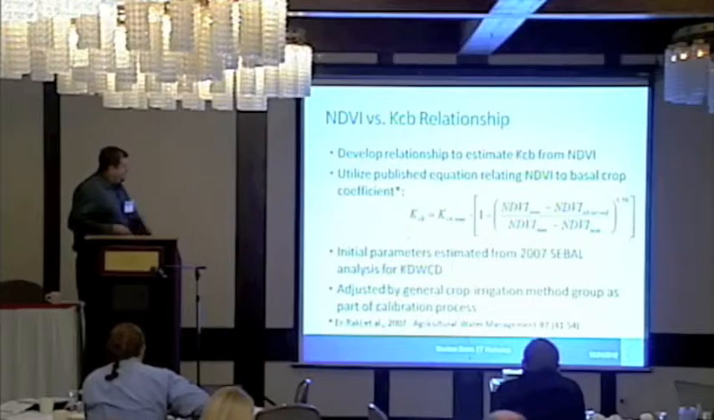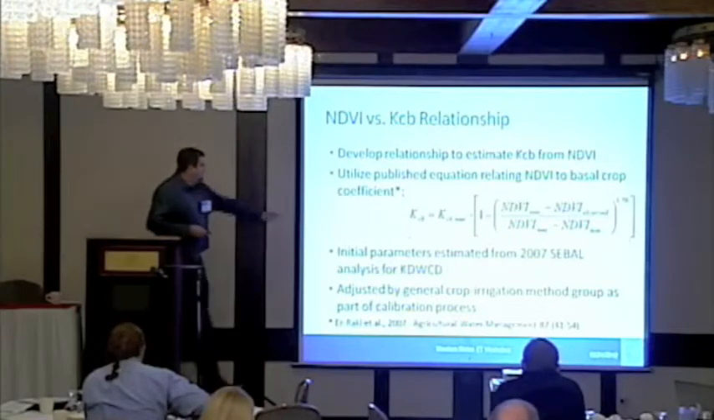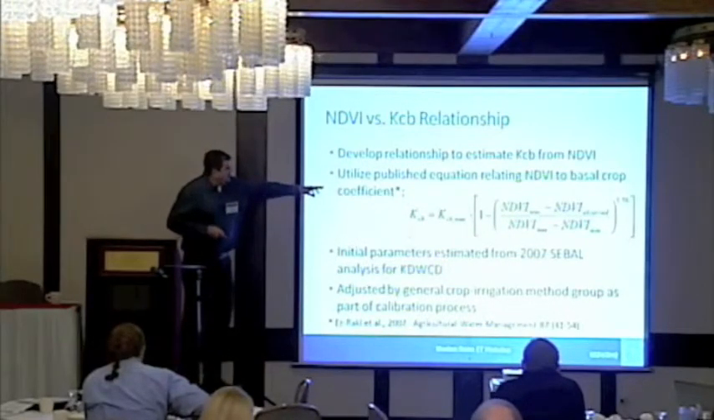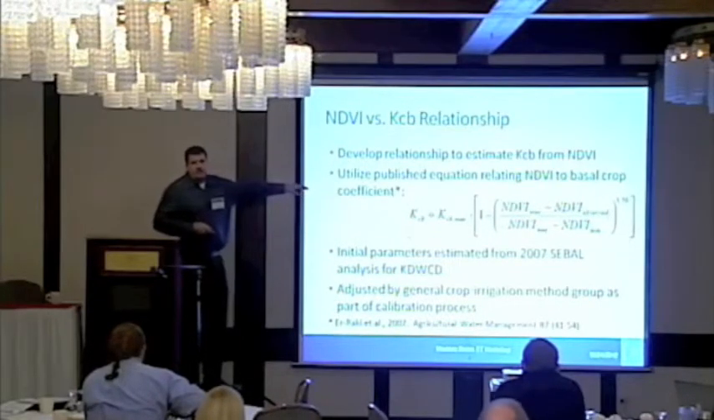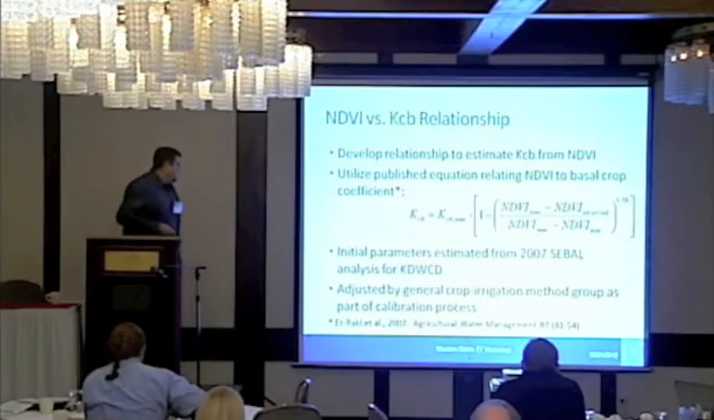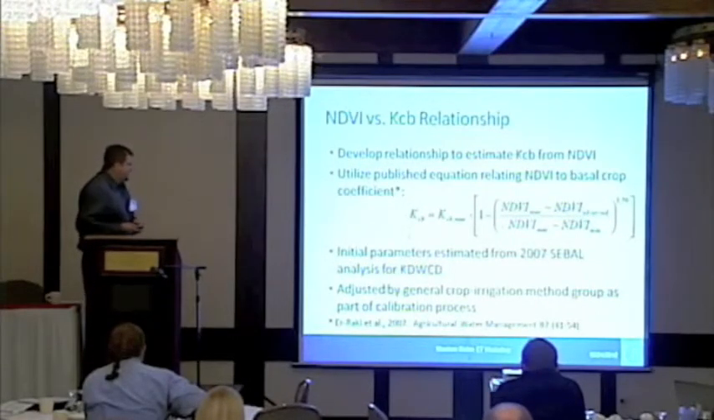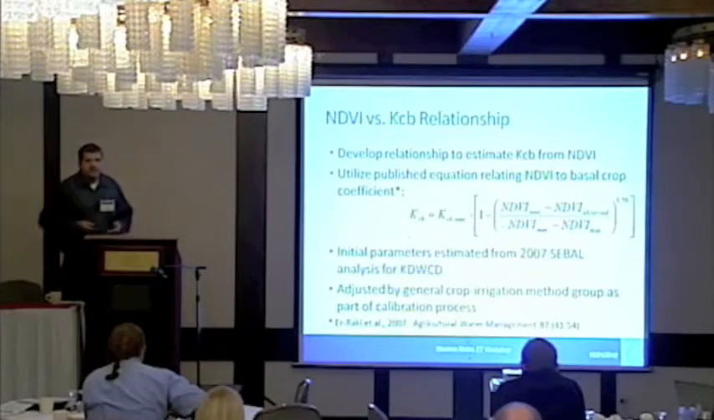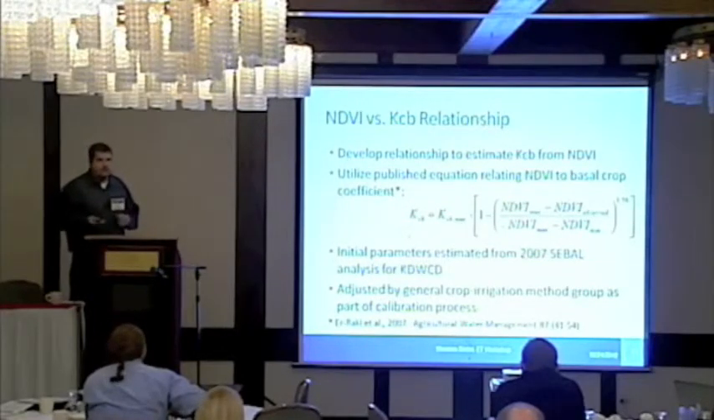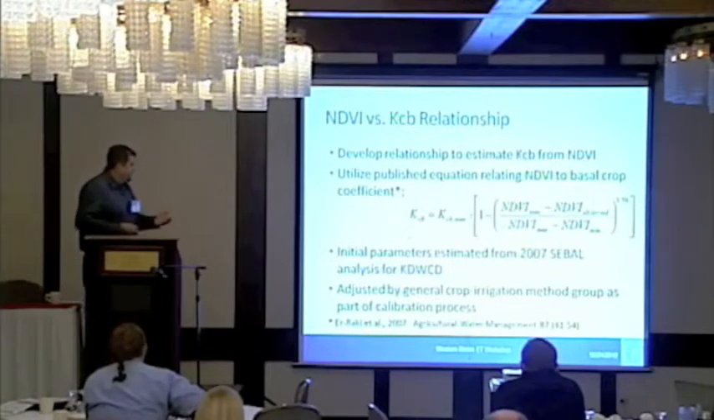So the relationship we used was based on the work of Iraqi et al., where we estimate a maximum transpiration coefficient, which occurs at a certain maximum NDVI value. And then we estimate a minimum NDVI value at which we expect no transpiration to occur. Those were estimated from the 2007 CBOL analysis for the district. And then we adjusted those for individual crop irrigation method groups as part of calibrating the root zone water model, so that by crop and method group, we were able to get the total ET to agree with CBOL, which we're regarding as the standard in this case.